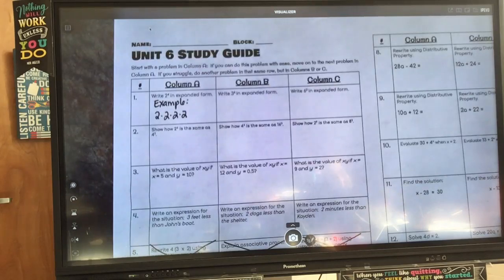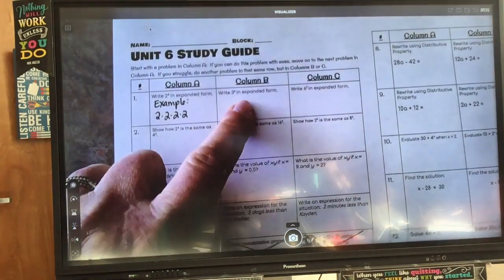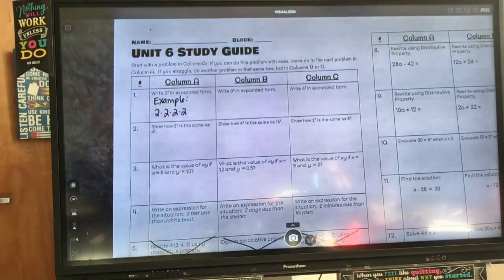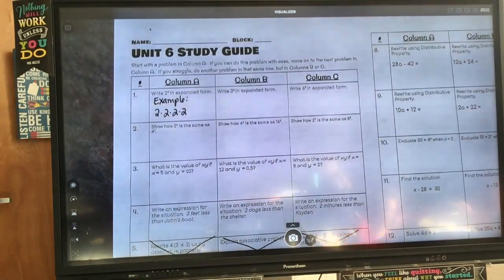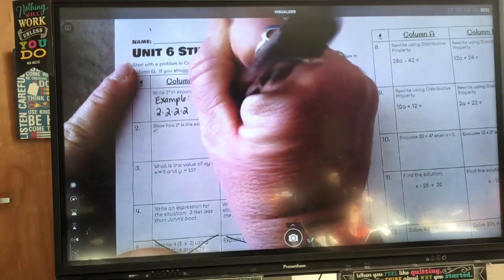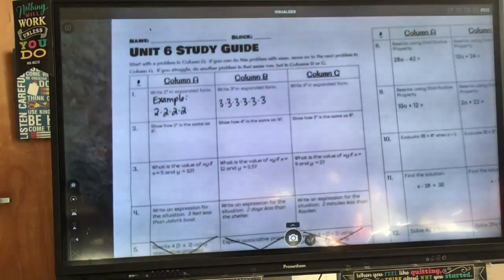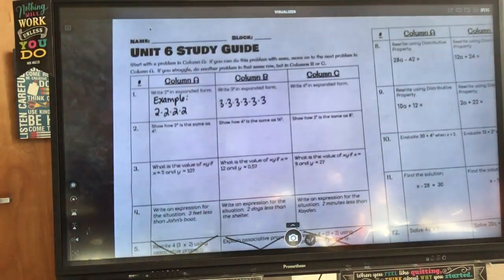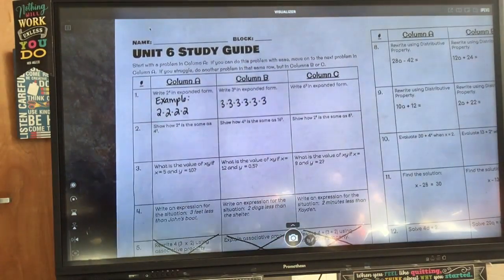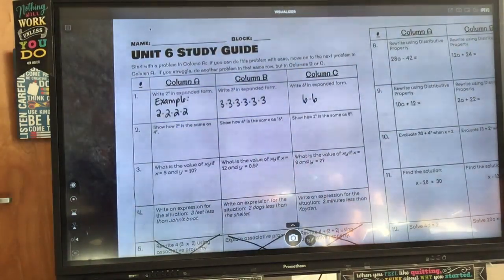Alright, so looking at the first one, there's an example for you for extended form. So what does 3 to the 6th power look like? Kylie? Alright, what about 6 to the 2nd power, or 6 squared? Okay. Number 2 says show how 2 to the 4th power is the same as 4 squared.